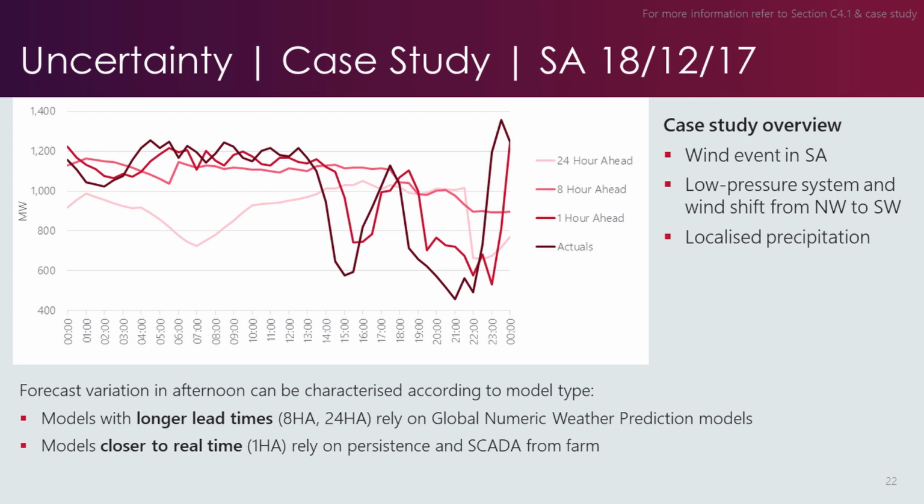By contrast, what we see in the afternoon is that there is a lot more variability. Now, this variability came from a wind change due to a large low pressure system that moved east across South Australia during the day. So you can see here as well that there are some differences in how variability was captured between the 24 and 8 hour ahead forecasts compared to the 1 hour ahead forecast.